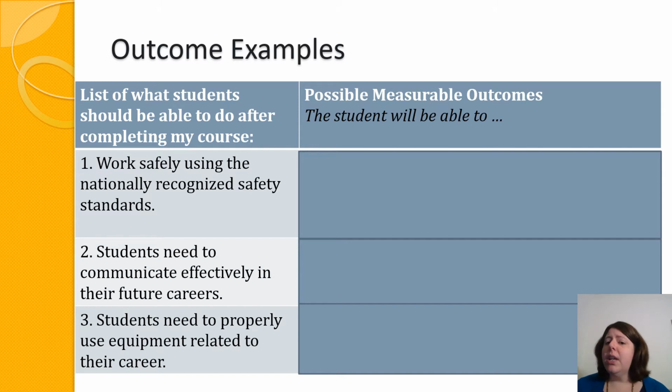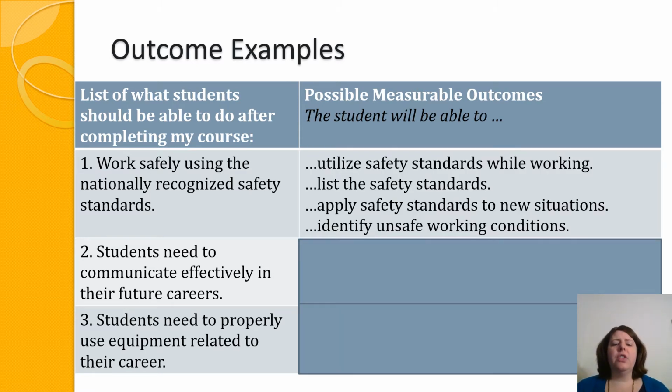So the student will be able to, so we follow that format. First of all, they should be able to utilize safety standards while working. Okay, use the safety standards. They should be able to list the safety standards. Apply safety standards to new situations. So maybe the student's given a situation and then they have to figure out how the safety standards relate to that. The next one says identify unsafe working conditions.